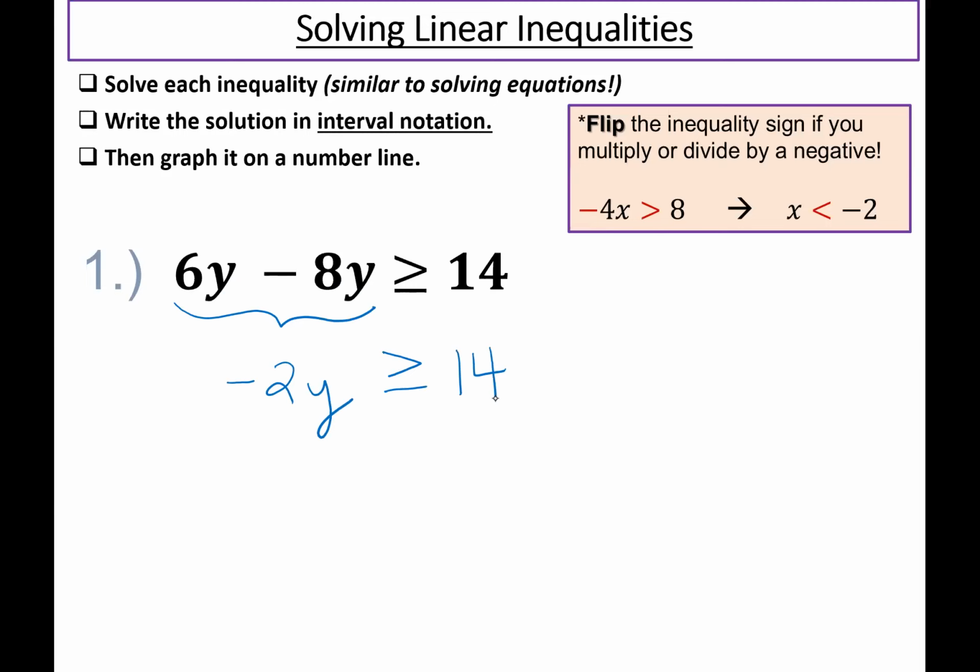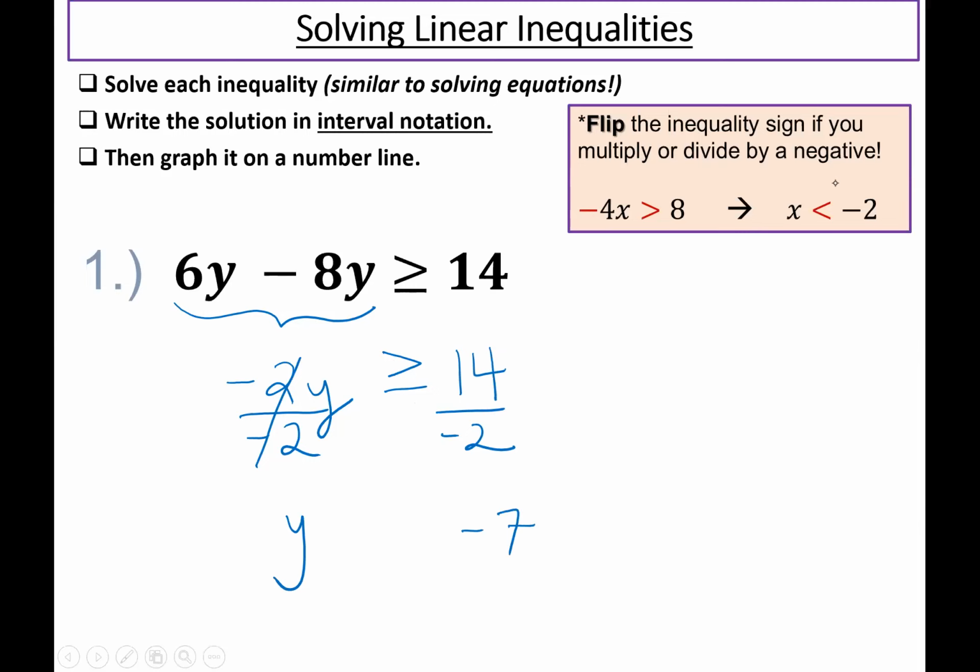Okay, so one more step to get the y by itself. What we need to do next is divide both sides by negative 2. Negative 2 divided by negative 2 cancels out, and that's just y. 14 divided by negative 2 is negative 7. And now there's an important extra little detail to notice. And there's a little box off in the corner to let us know what we need to do here. So here's what it says. Flip the inequality sign if you multiply or divide by a negative.